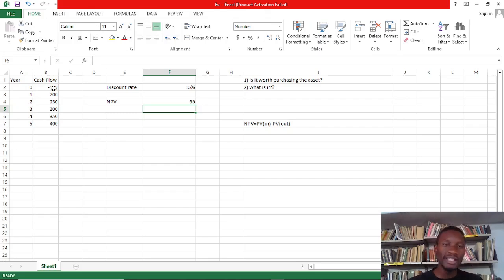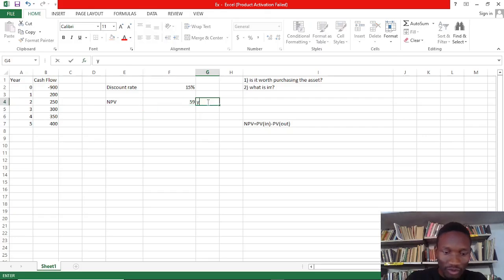So what is the rule here? If NPV is positive, then we accept. In this scenario, yes, it is worthy to purchase the asset. Investors are interested in the absolute amount of wealth generated. Let's go on to question number 2.